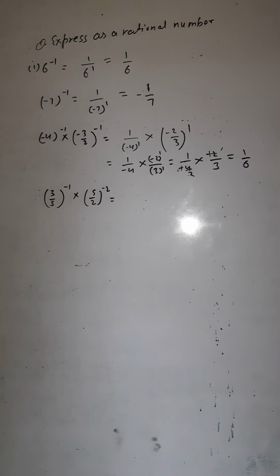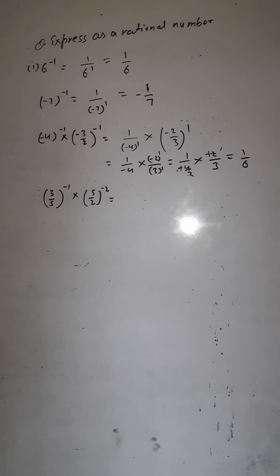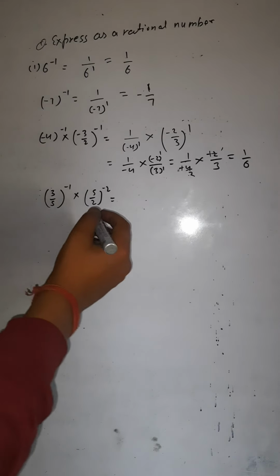Similarly, you would express this question also in the form of a rational number. First make the power positive. After making it positive, then multiply. Then you would write this in the form of p by q. Okay, just try to solve the question on your own. Pause the video and solve it. If solved, then match with me. Okay, now let me solve.